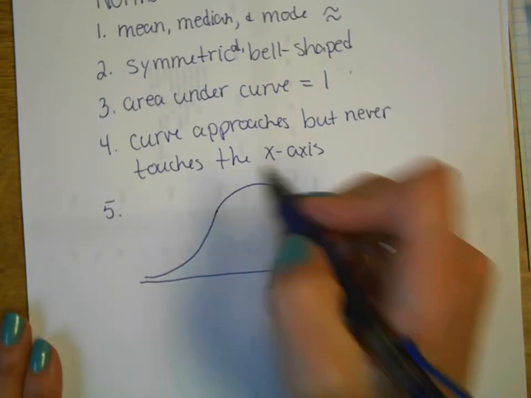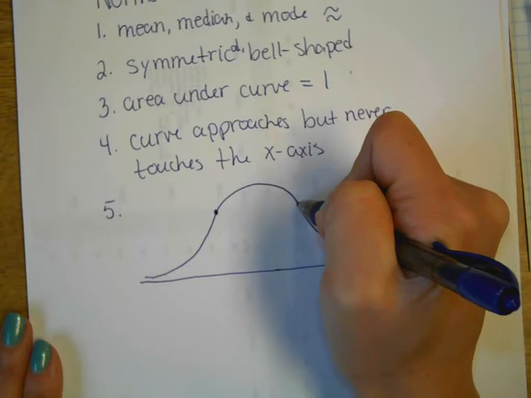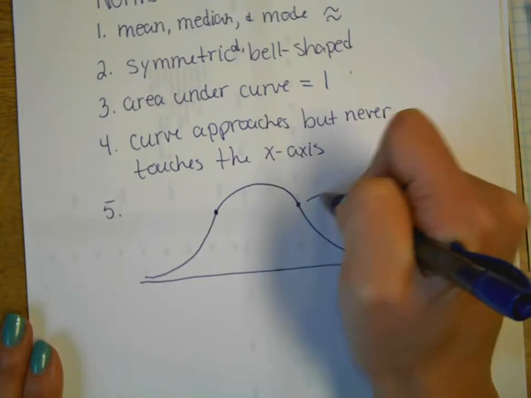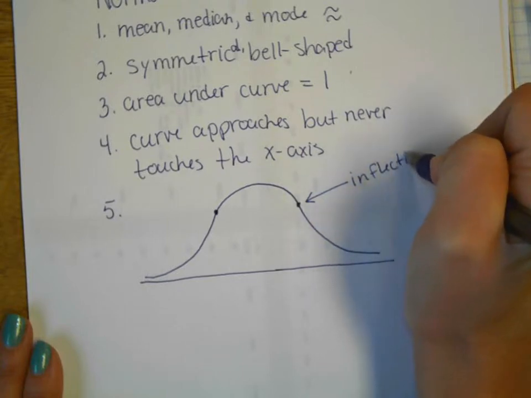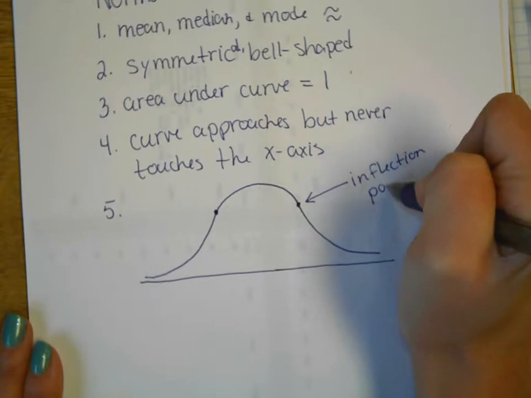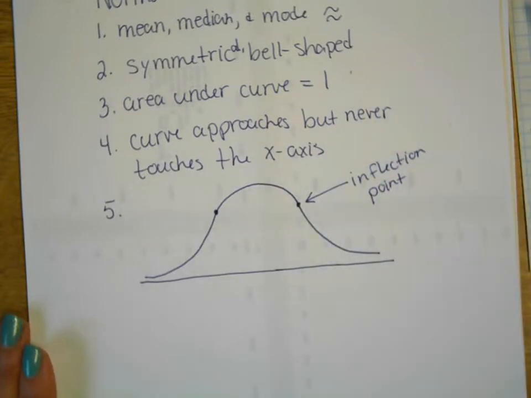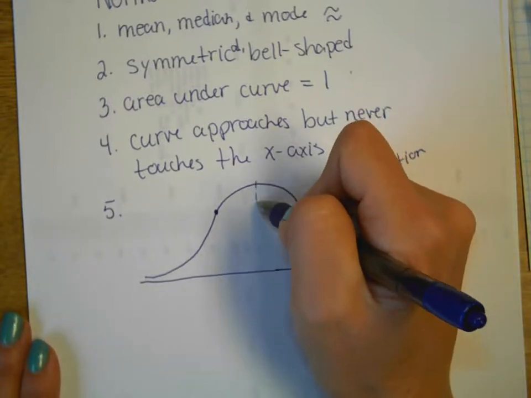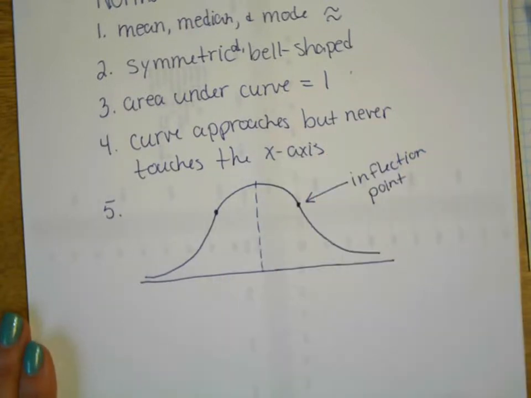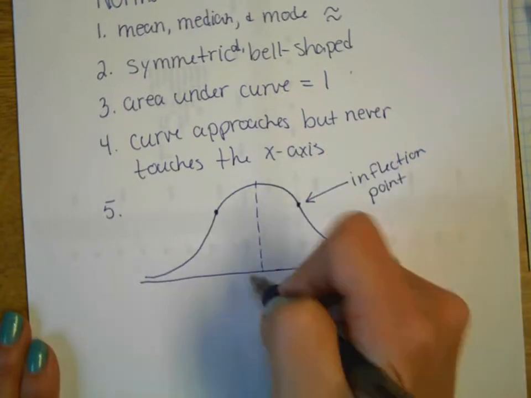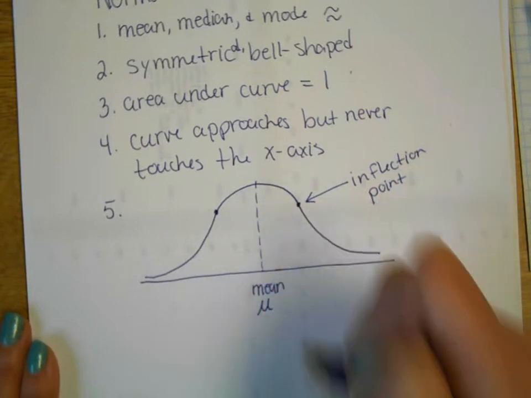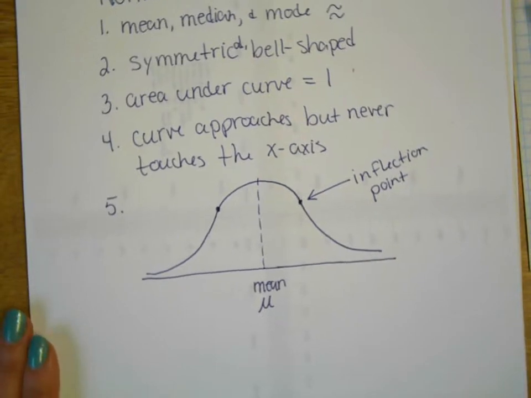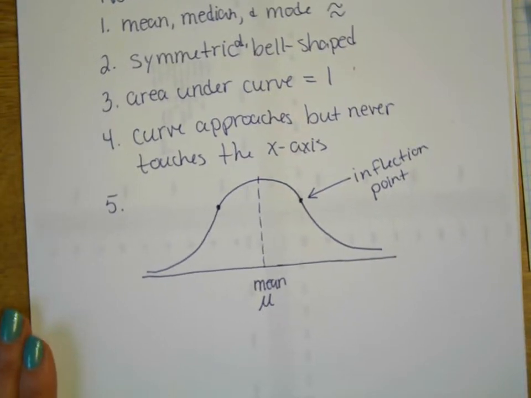Very good. So where that point where the concavity switched is called an inflection point. Inflection. So at the top of the bell curve is where our mean, median, and mode would be, and we just go with the mean. And our symbol, mu. It's supposed to look like a U.